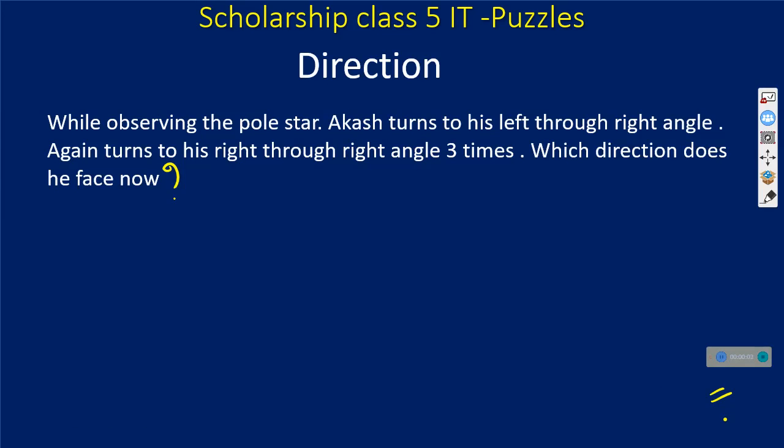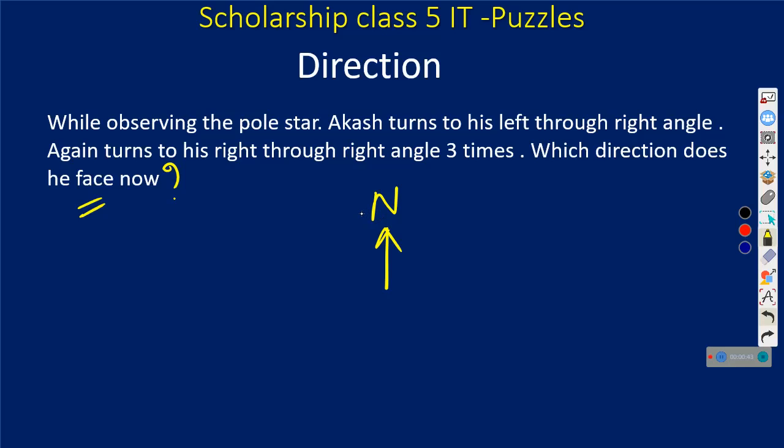Now here comes the question. While observing the pole star, Akash turns to his left through a right angle, then again turns to his right through a right angle 3 times. Which direction does he face now? In the beginning I told you that we should have a concept of general direction. Now Akash is observing the pole star. Pole star is always at north. Akash is looking in this direction, so his face is in this direction.